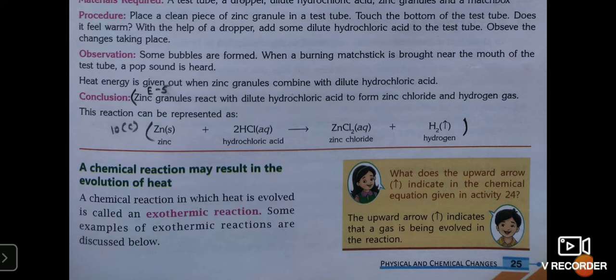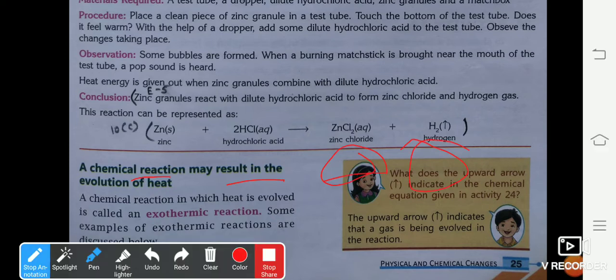Now, there's a very interesting question given beside the textbook in the yellow box. You can see, what does the upward arrow indicate in a chemical equation? Please remember, the upward arrow indicates evolution of gas. The downward arrow indicates precipitation, or precipitate formed. Aqueous solution involves a solid dissolved in a solution. Small s in a bracket indicates that the reactant is solid. Small g in the bracket indicates the reactant is gas. Small l in the bracket indicates that the substance is liquid.